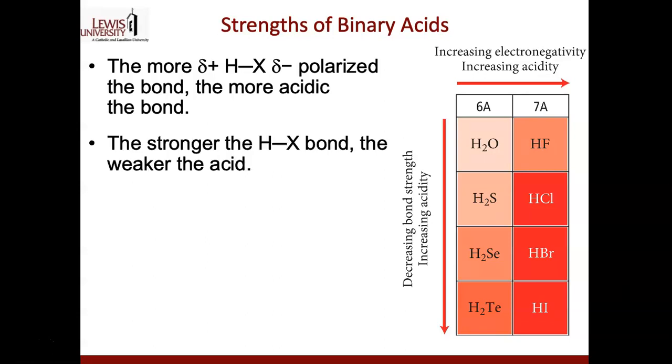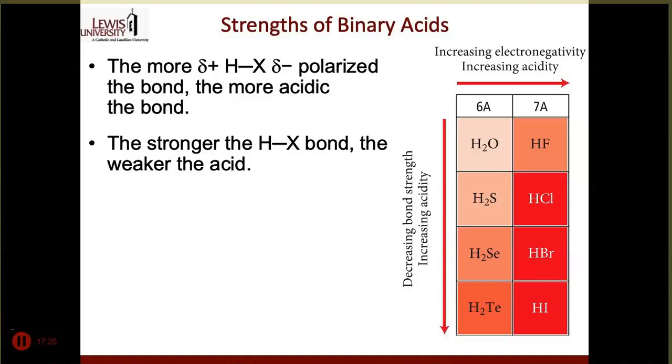Now, as we go down, we also increase acidity. And why is that? We just talked about how you polarize the bond more, it makes it more acidic. But think about what happens as we go down a group. Here we have fluorine, and here we have chlorine. Let me change colors here. All right, we have fluorine here, then chlorine, and then bromine. What happens as we go down that group?